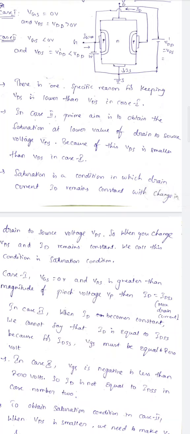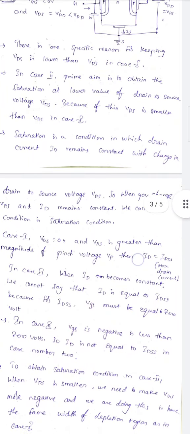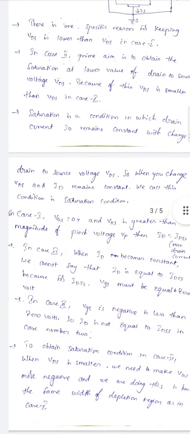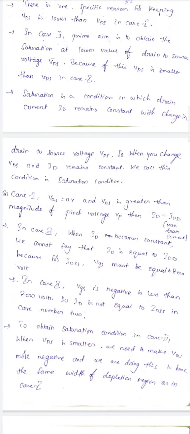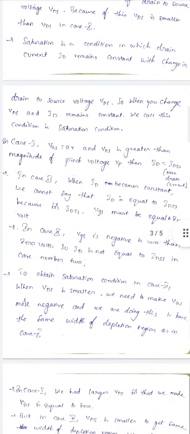So the saturation condition is the condition in which the drain current remains constant with change in the drain to source voltage VDS. When we change VDS and ID remains constant, we call this condition the saturation condition.